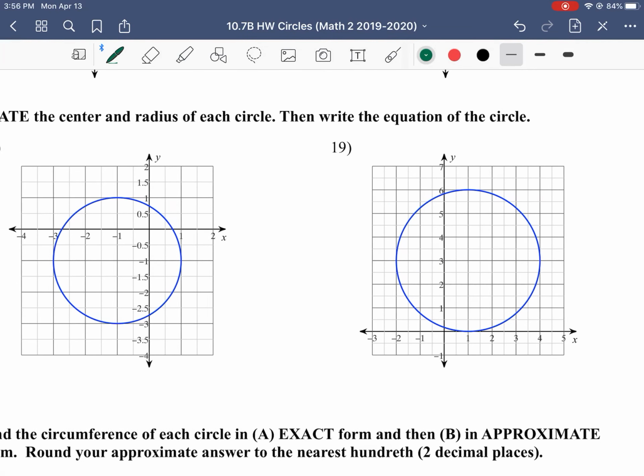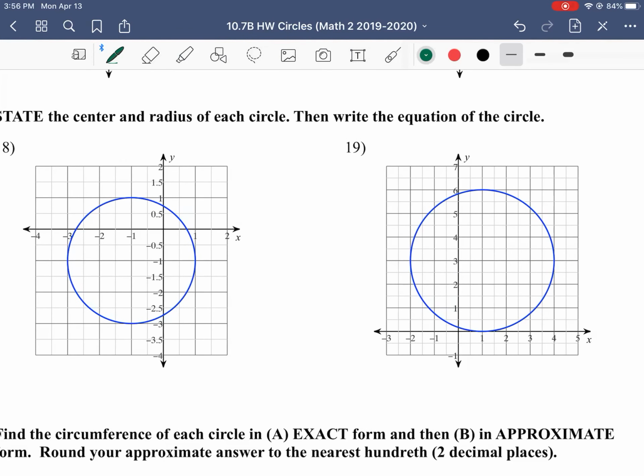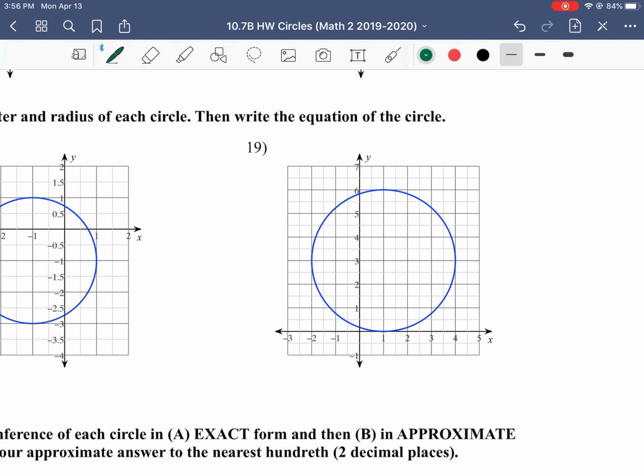Number 19. This section asks us to, again, state the center and the radius of each circle, then write the equation of the circle. So again, I'm going to state the center and the radius, because remember, we need both of those to create the circle's equation. So the center looks like, for my circle, it's sitting right there. So if you look at that, that's over 1, up 3. The center is at 1, 3. Everything's positive. The radius, if I count units out to the side, it looks like it's going over 1, 2, 3 units. So my radius here is 3.